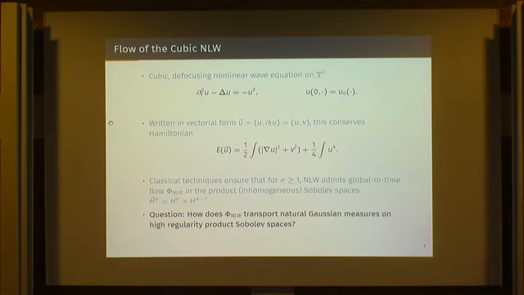And the main question underlying this talk is how does this flow transport the natural Gaussian measures on these spaces? And we'll be really interested in the high regularity theory. Suppose, from a different PDE perspective, we start our PDE with random initial data drawn from Gaussian measures, which I'll define in a second. What can we say about the solutions?